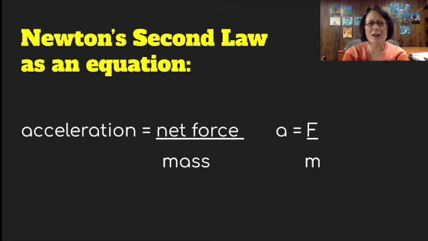Newton's second law as an equation is written as acceleration equals net force over mass. You could put this in our triangle, I'll show you that in class. Sometimes you see this as F equals ma. I have it written this way more to show our proportions here, but a lot of times you see this as F equals ma because if we multiply both sides by m, that's what we end up with. So you can rearrange this equation.